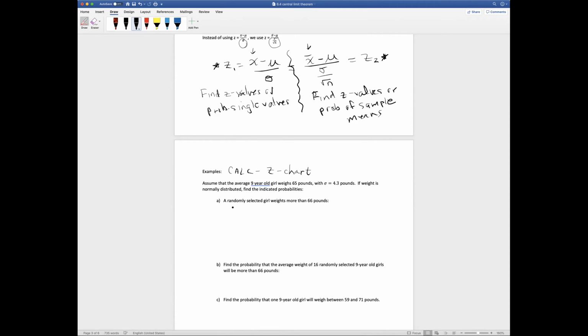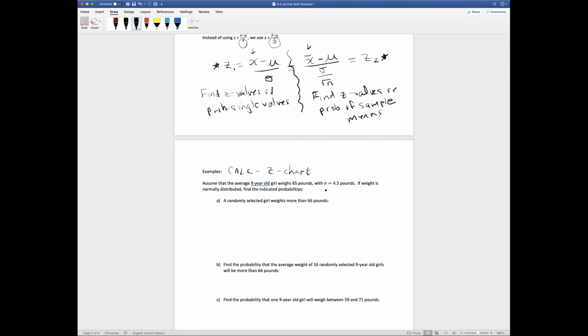Let's take a look at this first example here. So assume that the average 9-year-old girl weighs 65 pounds with sigma equal to 4.3. If weight is normally distributed, let's find the indicated probabilities. So part A says, a randomly selected girl weighs more than 66 pounds.